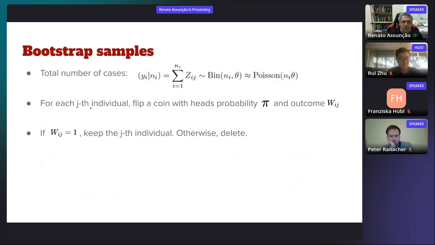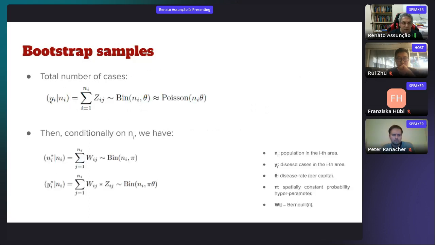For each j-th individual, we flip another coin, now with heads probability pi, and having an outcome wij. If wij is one, we keep the j-th individual, whether a disease case or not. Otherwise, we delete this individual from the synthetic map that we are creating. The original map has this number of cases in each one of the areas. But then, after randomly deleting some individuals with probability pi, we create a pseudo map, a synthetic map, conditionally on the number of people in each one of the areas, where we now have a new number of people in each area, Ni star, which is again a binomial distribution with the total number of individuals there and probability pi of being selected, and the number of disease cases, which is given by this one.